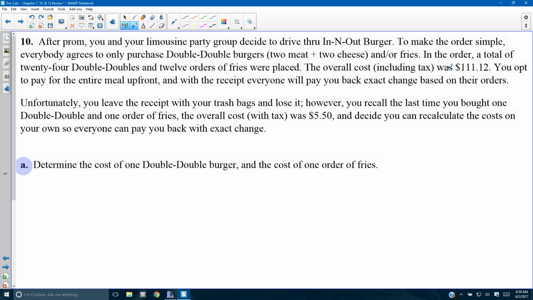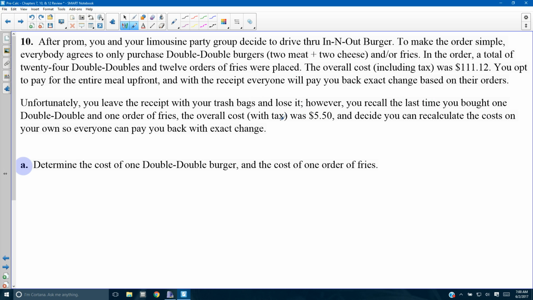And to make things easy and let the drive-through thing go, you say, hey, don't worry, I'll pay for it. You opt to pay for the entire meal up front. Just you guys all pay me back while we're eating, after you eat, later, whatever. With the receipt, everyone will pay you back exact change based on their orders. Unfortunately, you leave the receipt with your trash bags and lose it. It falls in the trash, thrown away. Uh-oh, how much do we owe you?